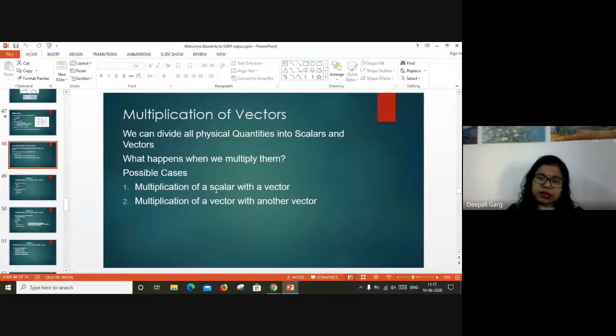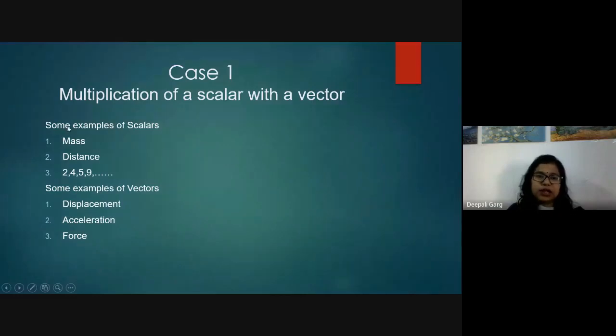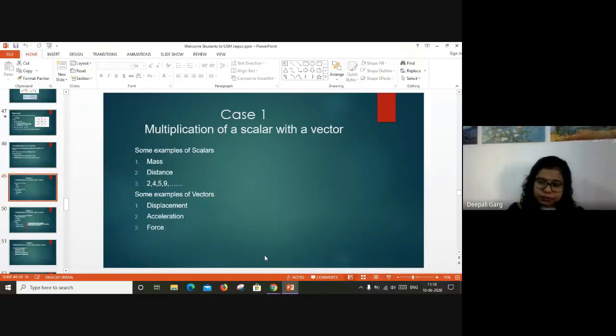So what happens when you multiply a scalar with a vector? Before that, let's start with the examples. These are some examples of scalars: mass, distance, and numbers like 2, 4, 5 are also scalars. Here are some examples of vectors: displacement, acceleration, and force. So what happens when you multiply a scalar with a vector? The resultant quantity should be a... now you have to answer what it should be.